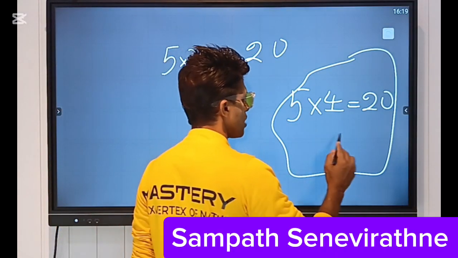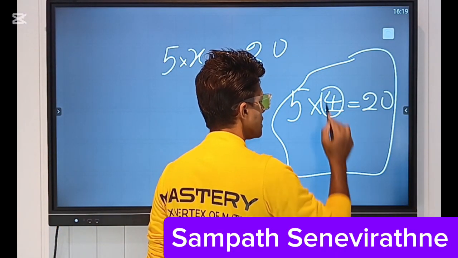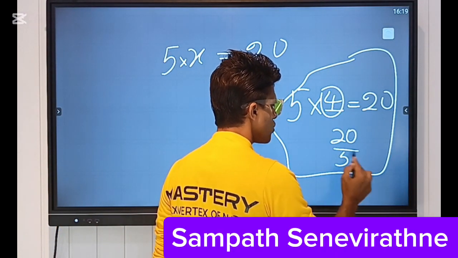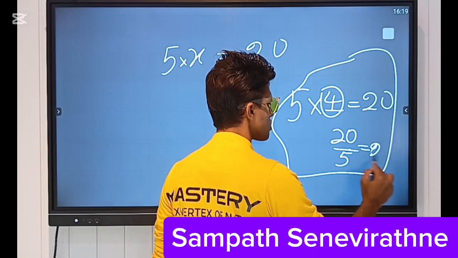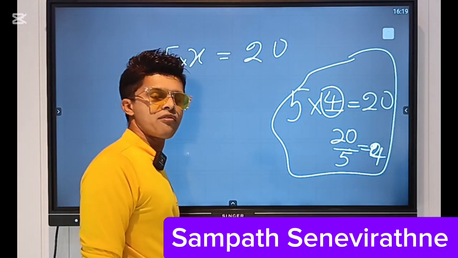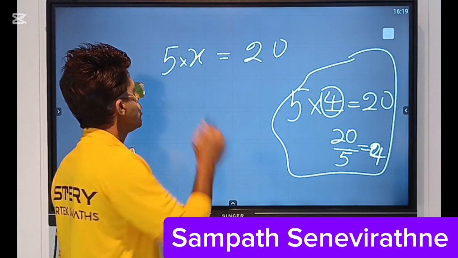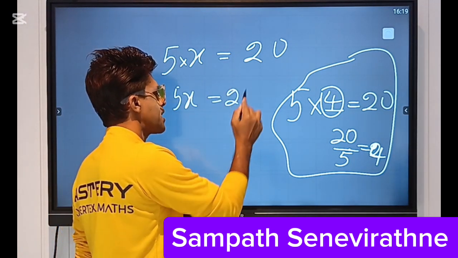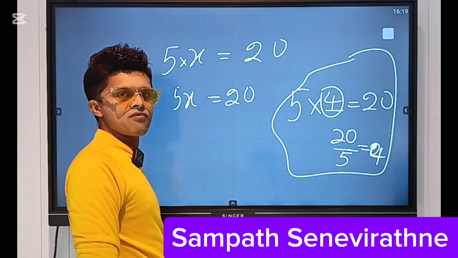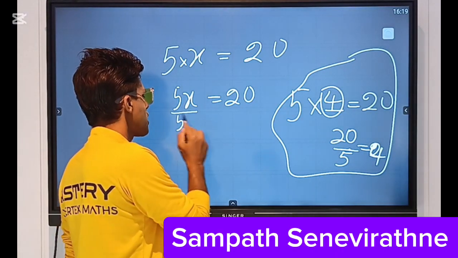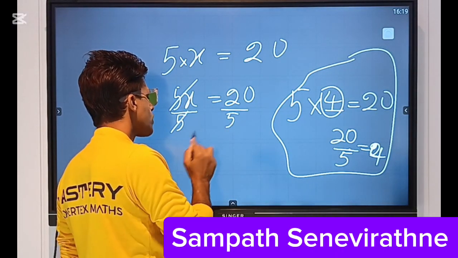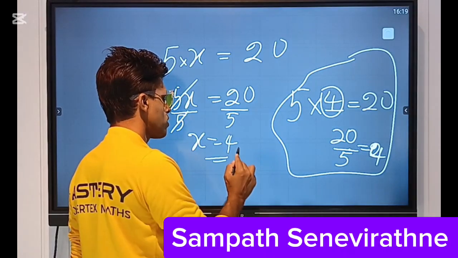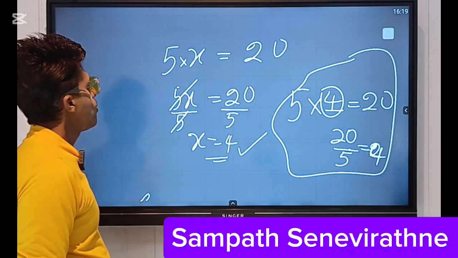Here also it's having multiplication. So in order to get the value of the blank here, you could divide 20 by 5, which is 4. So when you divide 20 by 5, the answer is 4. Then here also, when it is multiplied, you could see 5x equals 20. So as to obtain the value of x, you could divide both sides by 5. So x can be taken as 4. The value of x is 4.